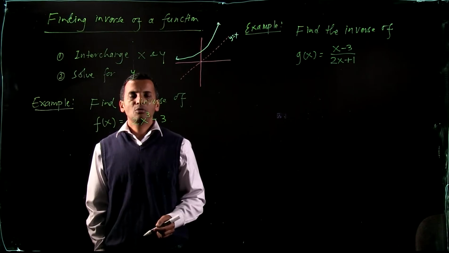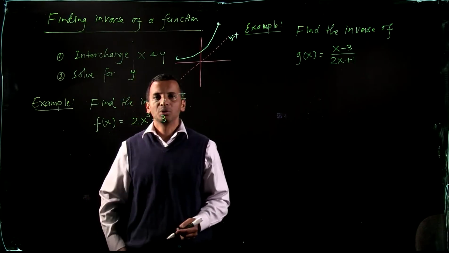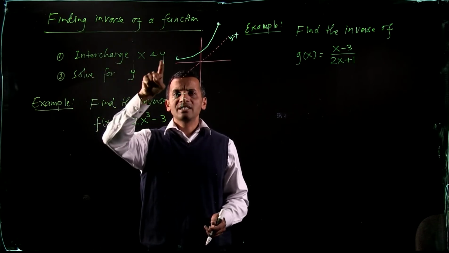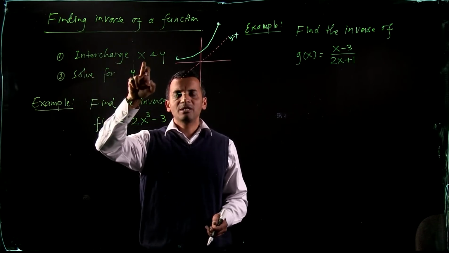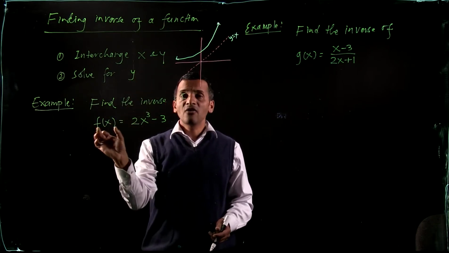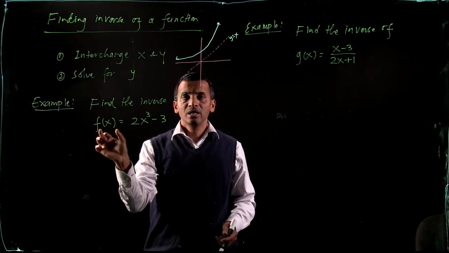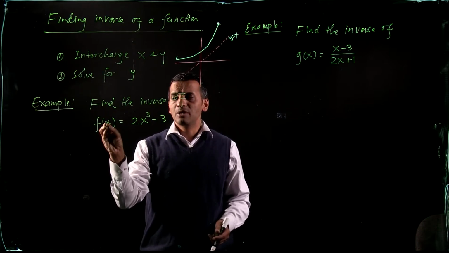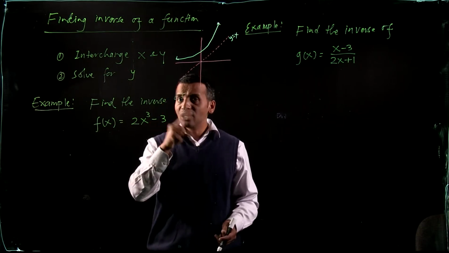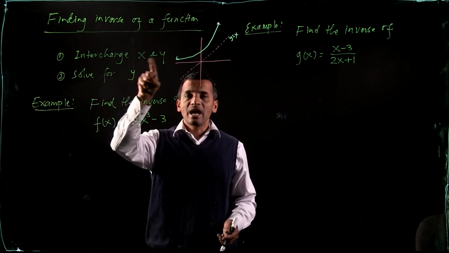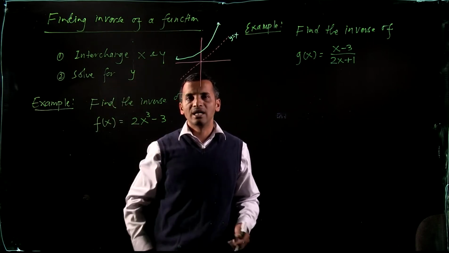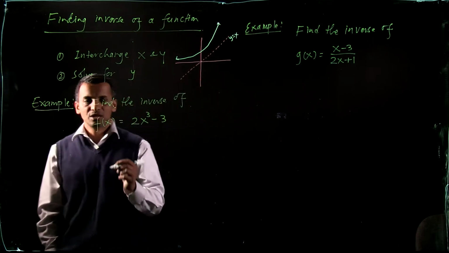I'm going to talk about how to find the inverse of a function. The first step is to interchange x and y, meaning that all x should be replaced by y and all y should be replaced by x. But first of all, f of x is the same as y, so you write y equals 2x cubed minus 3, and then interchange x and y. After you do that, the second step is to solve for y. Let's take a couple of examples for that.